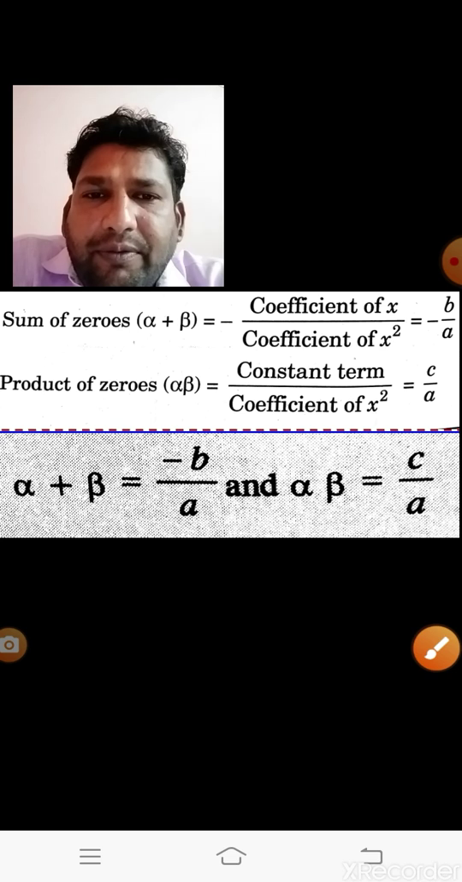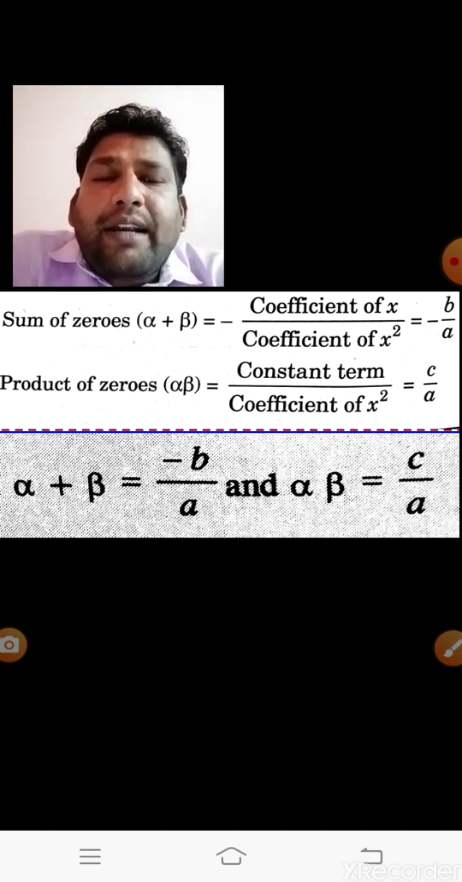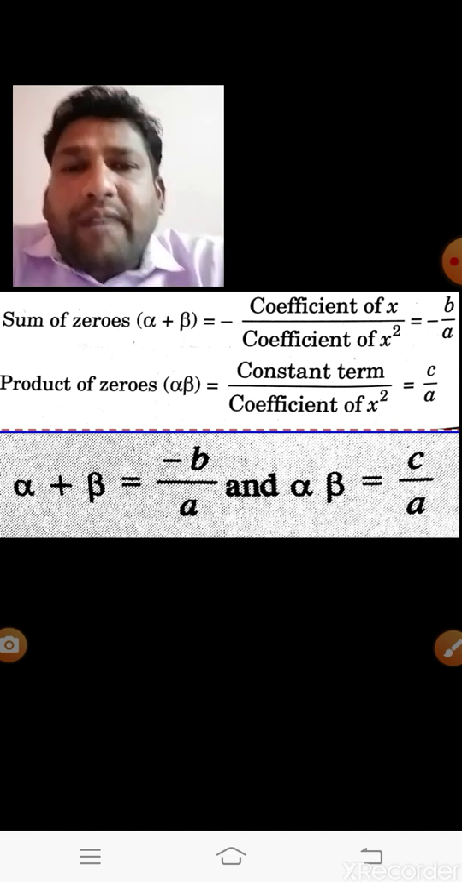If we have these two relations, in exercise 2.2, the first question, we have to verify whether the sum of zeros is equal to minus b upon a, meaning the coefficient of x upon the coefficient of x square, or not. And these questions are of 3 marks. 1 mark you get for finding the zeros first, because a quadratic polynomial is given and we have to find the zeros, meaning alpha and beta.